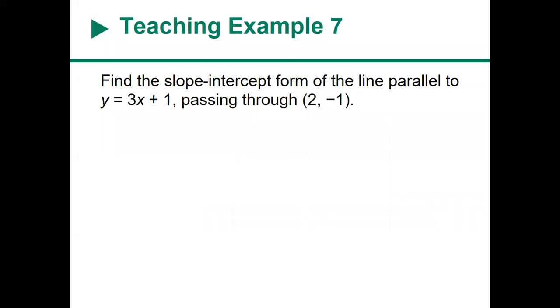All right, so continuing with 2.1 linear functions. It says find the slope intercept of the line parallel to y equals 3x plus 1. Okay, before we get started, we have to make sure we understand what it means to be parallel.